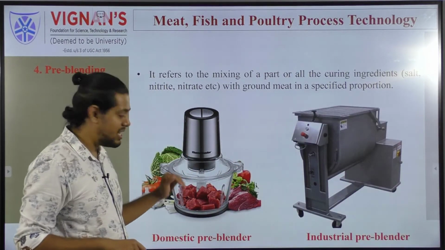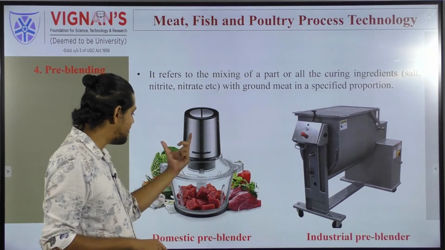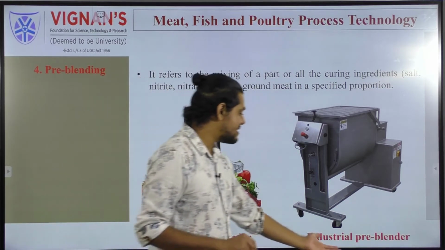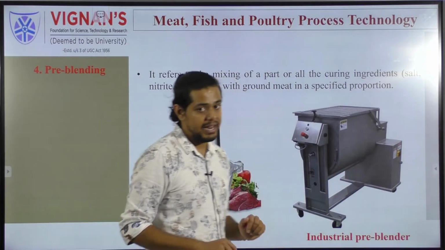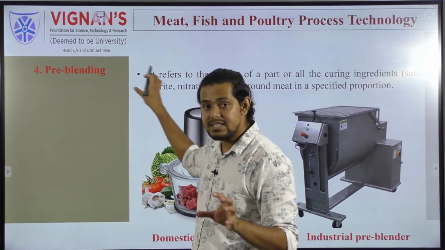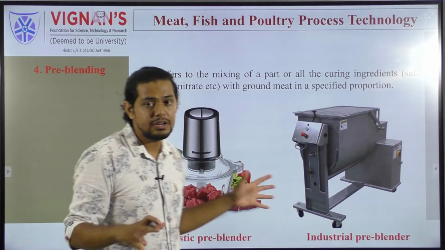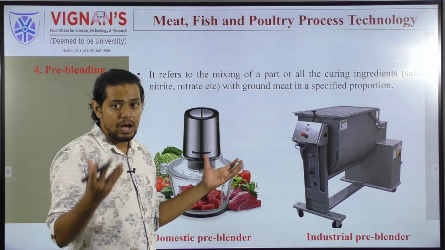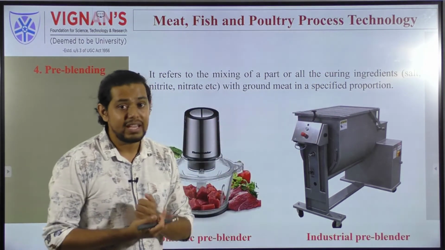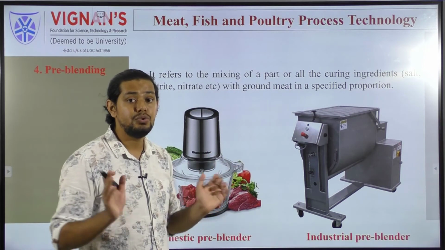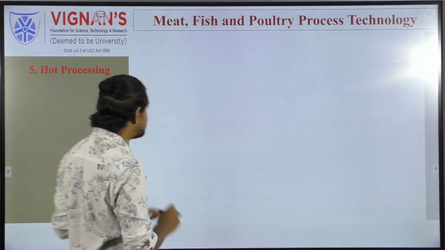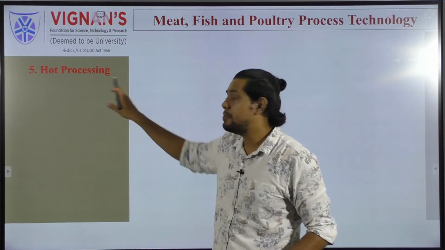So in an industrial scale and in a domestic scale, we have such kinds of pre-blenders. This is a domestic pre-blender, while this is an industrial scale pre-blender. The major important thing to be noted here is that it is exclusively for mixing the ground meat with a specific portion of salt or any other ingredients, so that we can have a uniform mixing of the products. Okay, so the next important thing is hot processing.